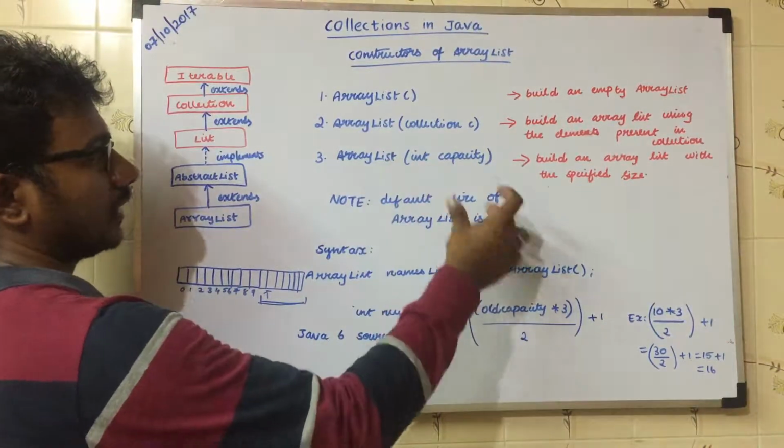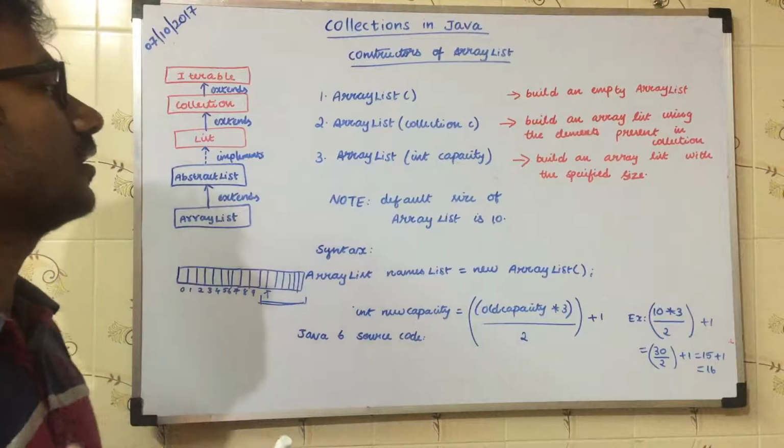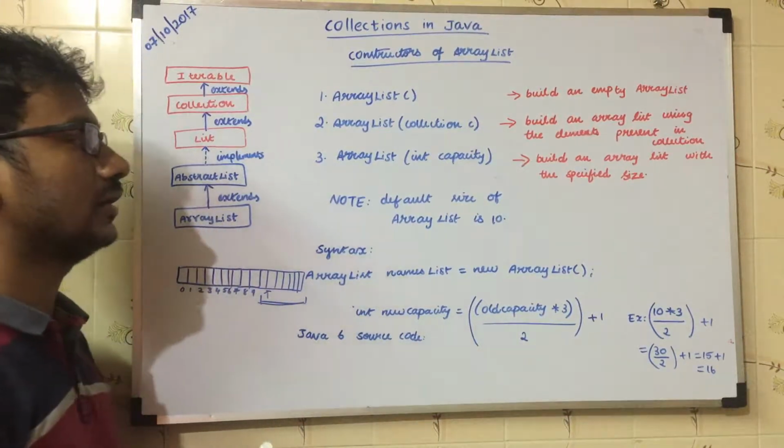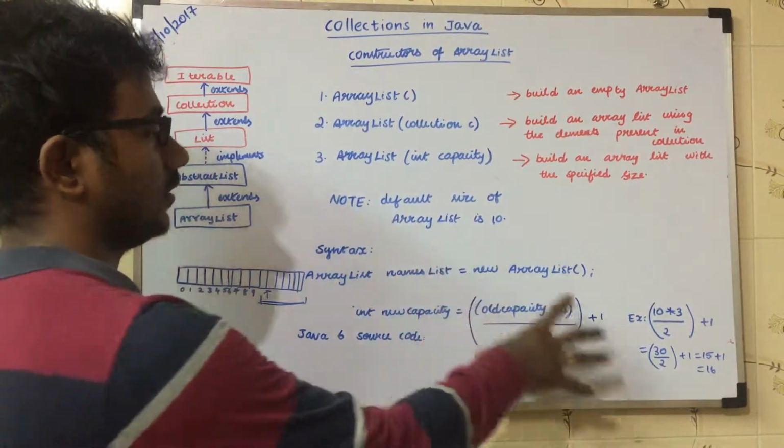The default capacity would be 10. If you know the capacity, then you could send the capacity value. That would be very useful for optimization purposes. I will explain that in this context.